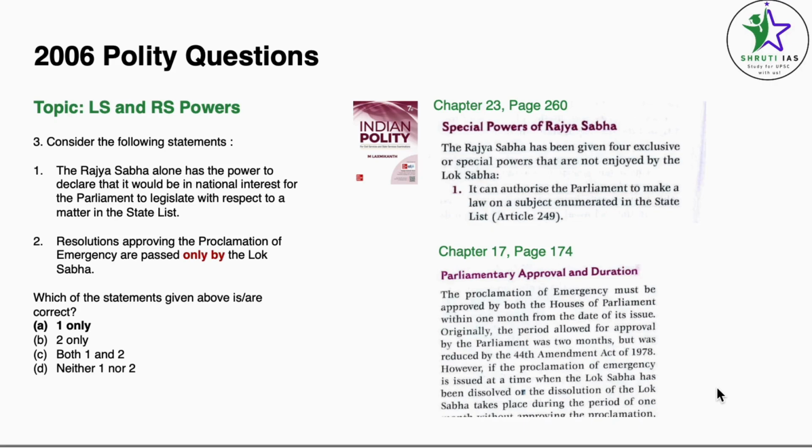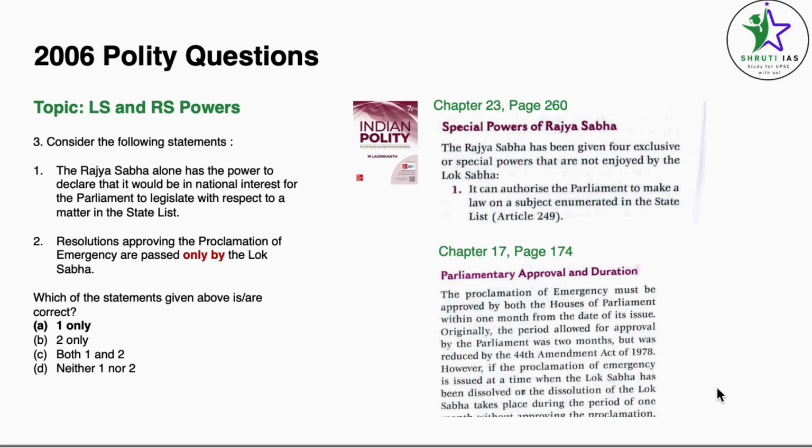I'll show you how. If you check in chapter 17 of Lakshmikanth, Emergency Provisions, page number 174. Check the first line. Here, parliamentary approval and duration for emergency. The proclamation of emergency must be approved by both the houses of the parliament within 1 month of the date of its issue. There's some history to this also. We can just read the paragraph if you want to. Originally, it was 2 months. It was changed after the 44th Constitutional Amendment Act in 1978, after the national emergency in India happened.